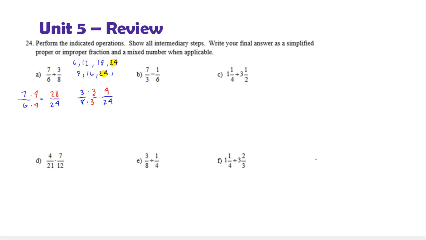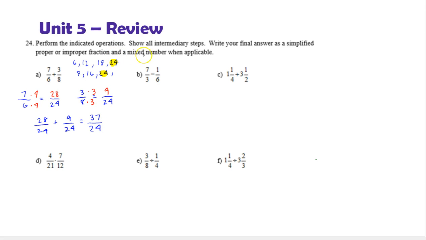So now I can rewrite the initial addition as 28 over 24 plus 9 over 24. When adding fractions, you add the numerators, that's the number of copies, so that would be 37. And you do not add the denominators, you keep the denominator. Remember, that's the size of the pieces that don't change. I can see this is completely simplified. They don't have any common factors. So this is the improper fraction form.